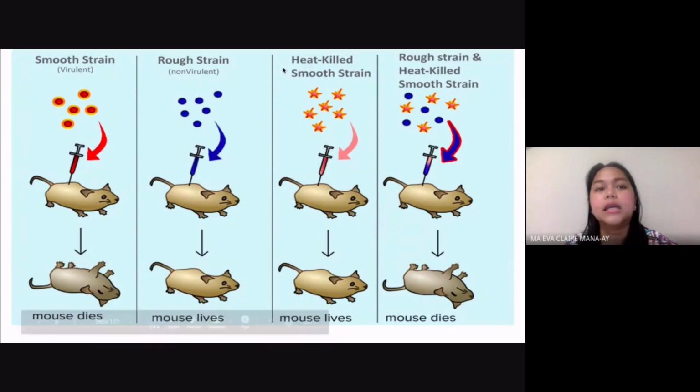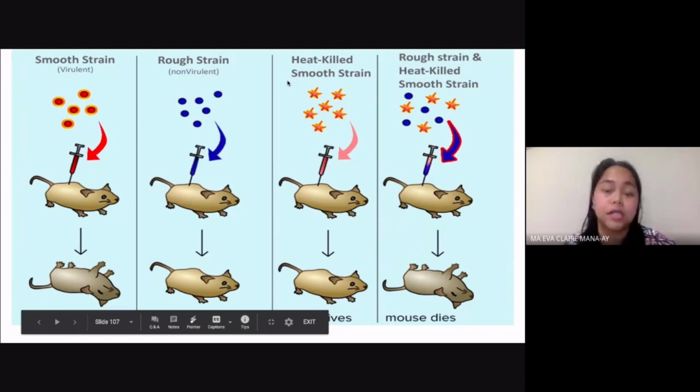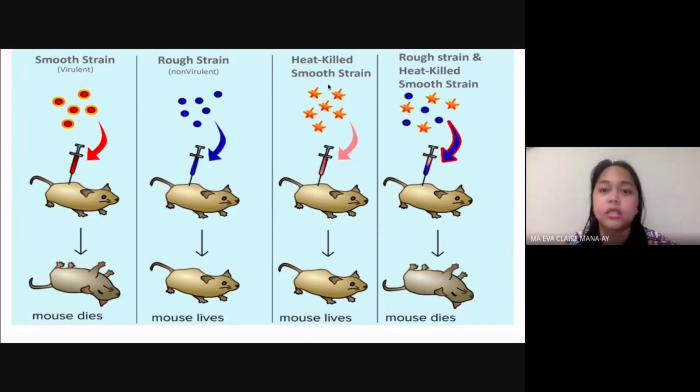Now, what he did was he killed his smooth strain bacteria using heat. Okay, that's what we mean by heat-killed smooth strain bacteria. So again, he killed his smooth strain bacteria using heat. And so when he injected this into the mouse, it lived because, of course, the bacteria were already dead. Okay, they were killed using heat.